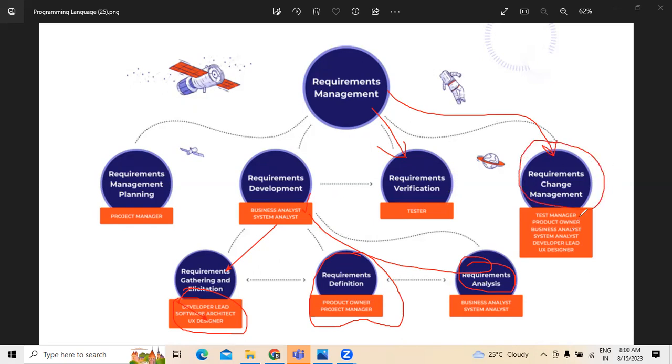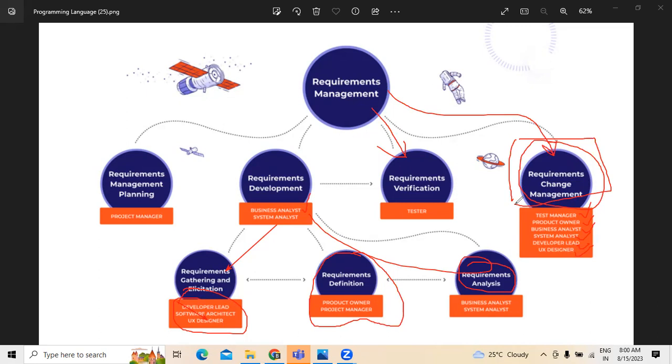In requirements change management, if there are any changes to be made to the existing requirements, it happens with the consent of the test management team, product owner team, business analyst, systems analyst, development team, user interface designers, and so on. This is how, on a high-level note, requirements will be managed for any project, irrespective of technology, irrespective of the domain. Requirements change management will be more or less like this.